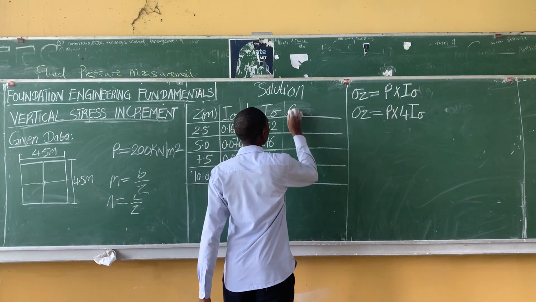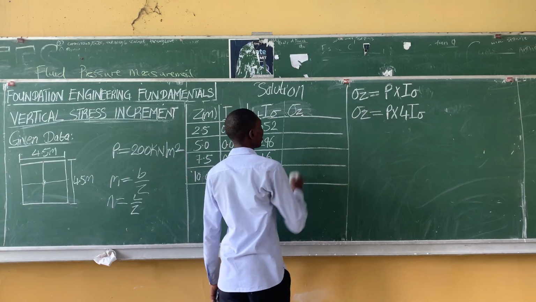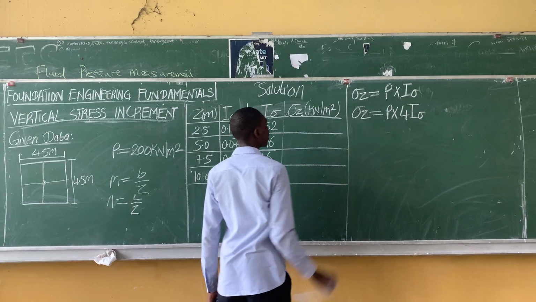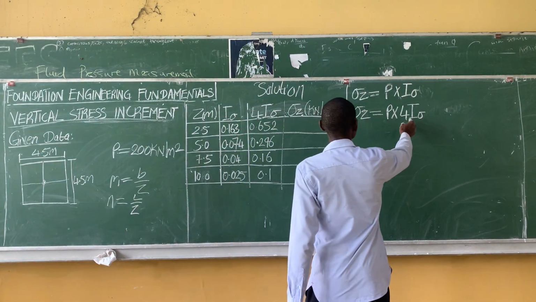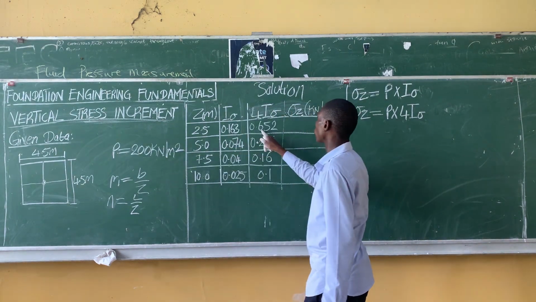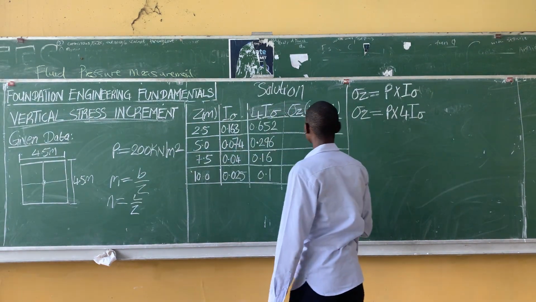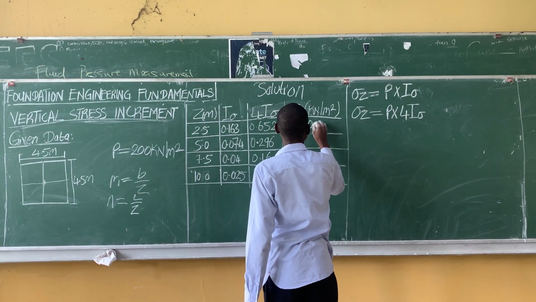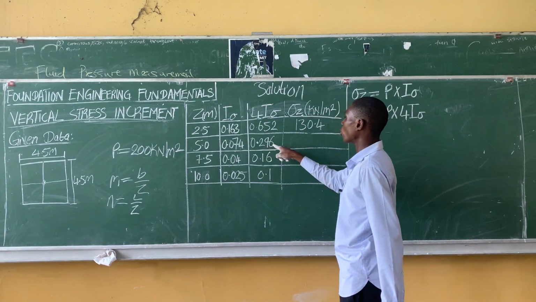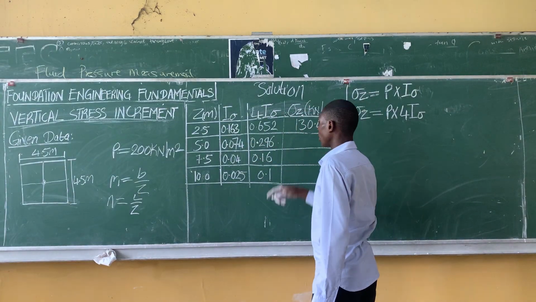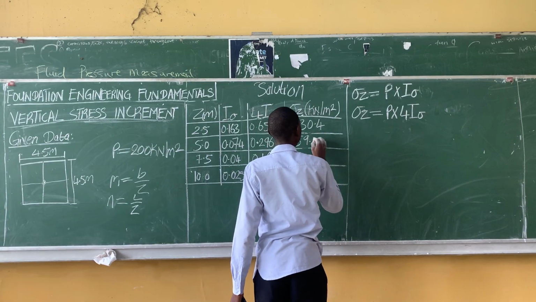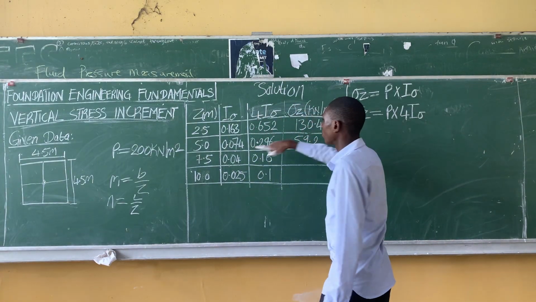0.1. And then on this last column, we can have this expression for our vertical stress increment, which is in kilonewton per meter square. This is equal to our P times 4 times the influence factor. So it's going to be 200 times 0.652, and that will give us 130.4 kilonewton per meter square. 200 times 0.296 will give us 59.2 kilonewton per meter square.